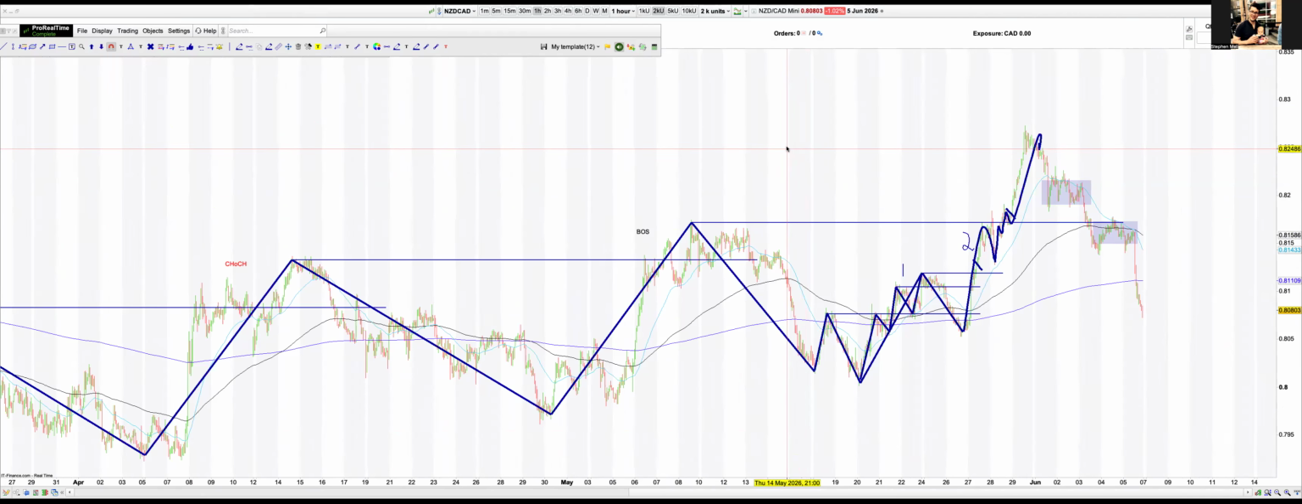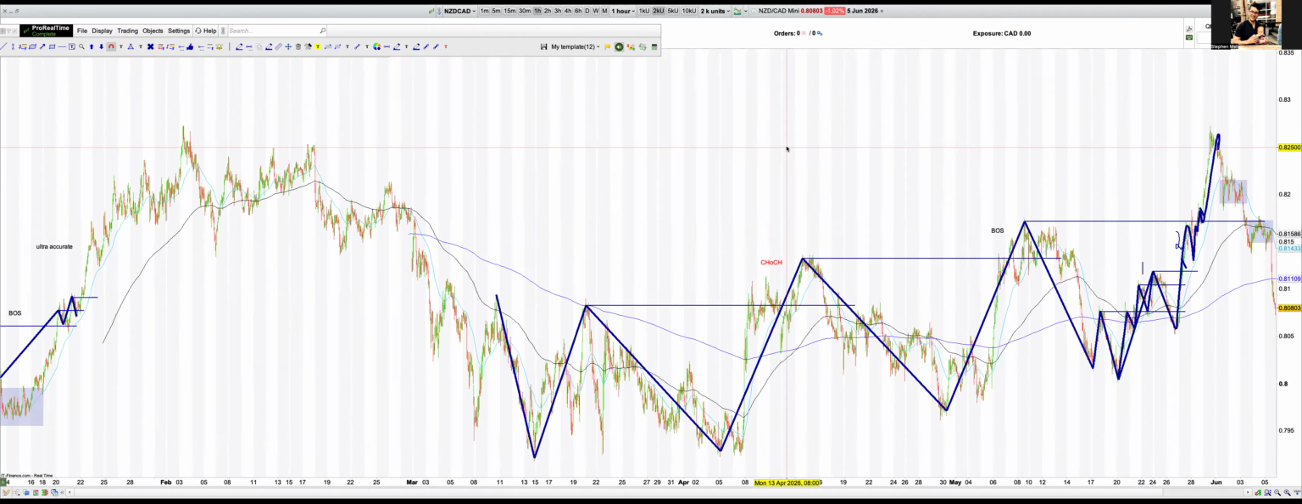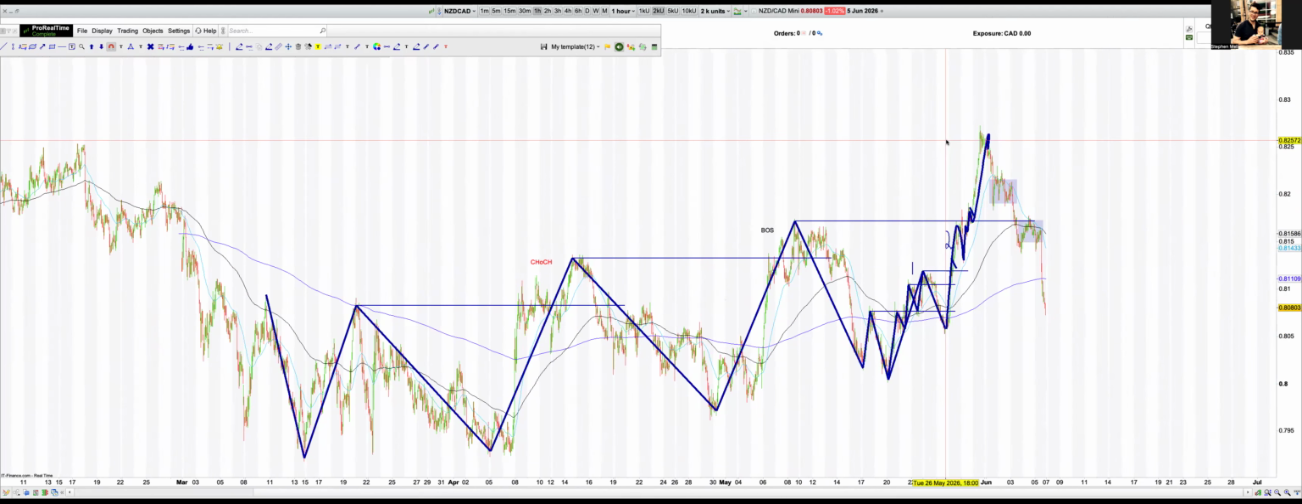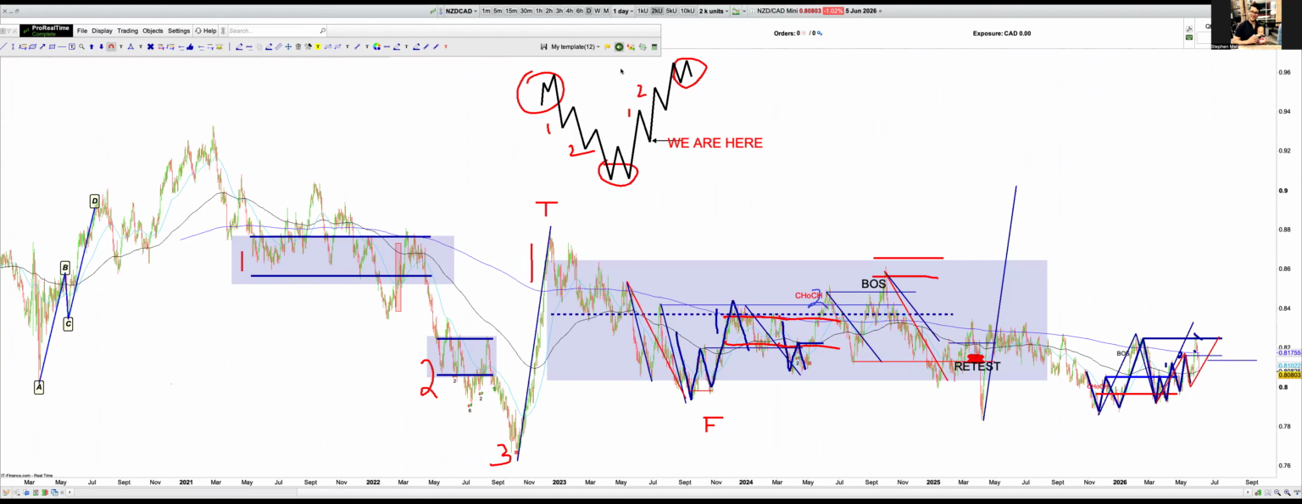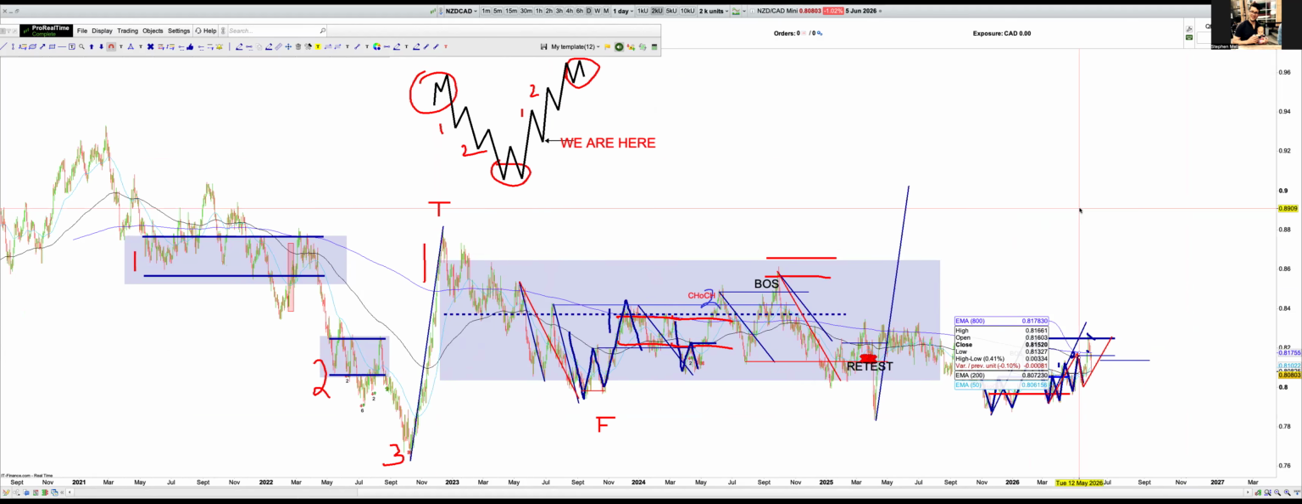NZD CAD again frustrating because we identified beautiful structure. The W, the 1, the 2, played for the 3 out of here. Come all the way back to the entry. So frustrating, but the pattern is still there. Market cycle 1, 2, 3. This is level 1. Expect higher prices.